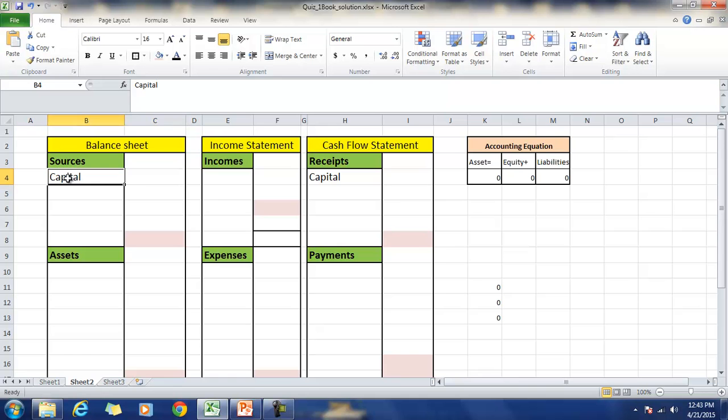So capital is a source and they received 600,000. So it is a receipt and a source. That was the first transaction of this firm.